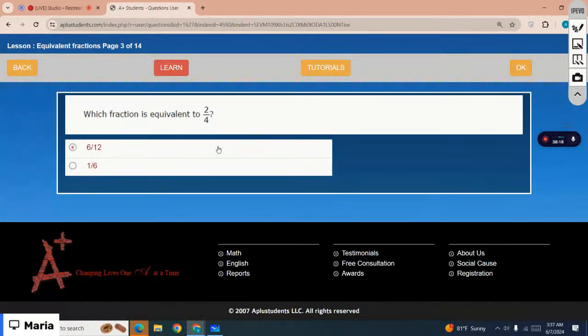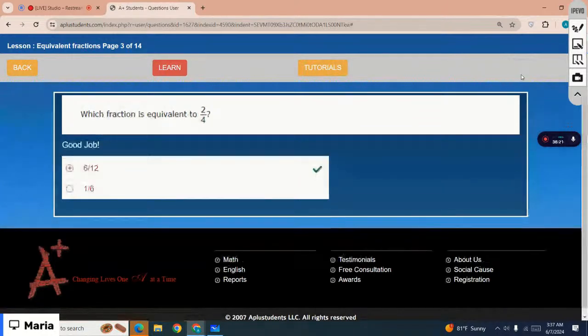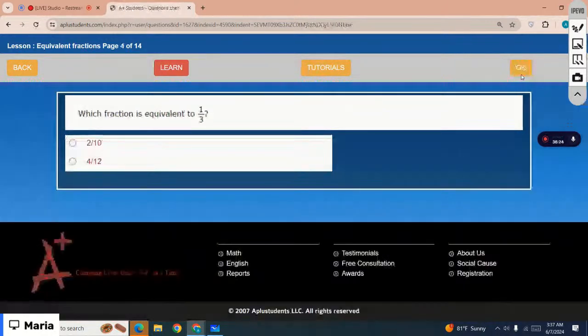That is 6 over 12. 2 times 3 is 6 and 4 times 3 is 12. What fraction is equivalent to 1 over 3? Which is the correct option?